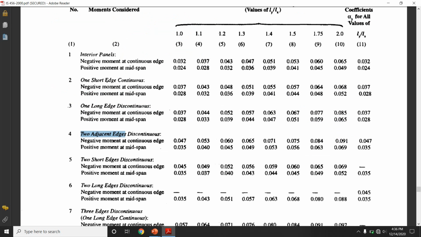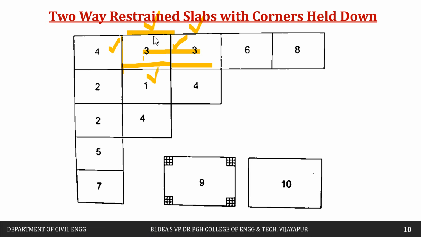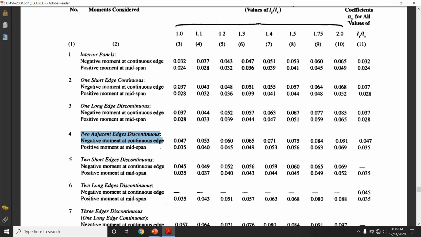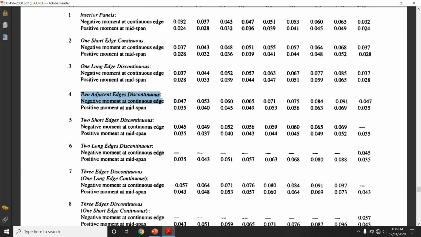Then next is two adjacent edges discontinuous. This is the fourth panel slab. This edge is discontinuous and this edge is discontinuous. That means here we don't have any slab, and on these other two sides we have slabs. So two adjacent edges discontinuous we have.